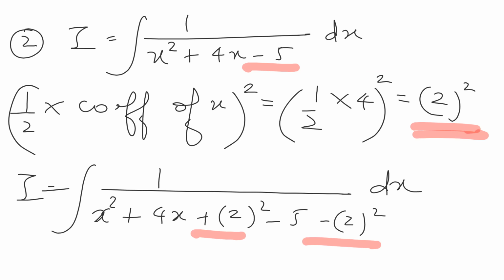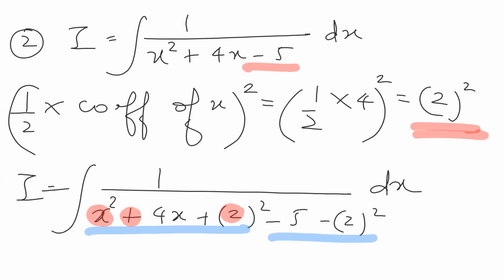Okay. After this, first 3 terms and the last 2 terms. So it will be x plus 2 the whole square, the combination of the first 3 terms. Integration of 1 upon x plus 2 the whole square.